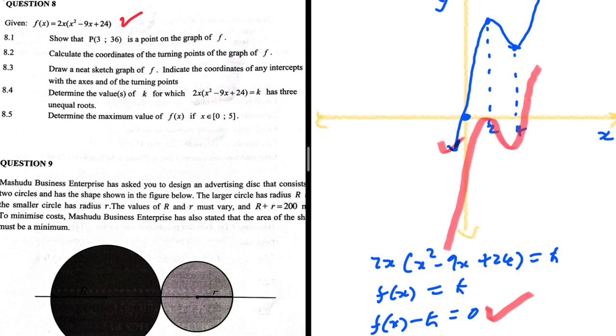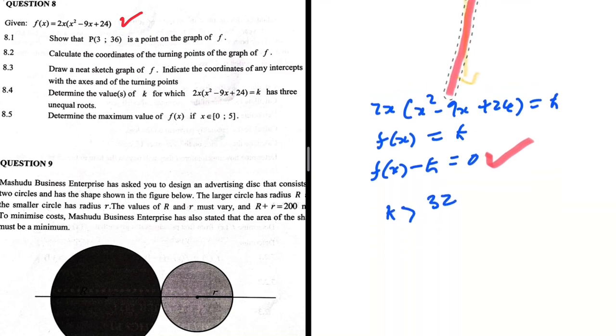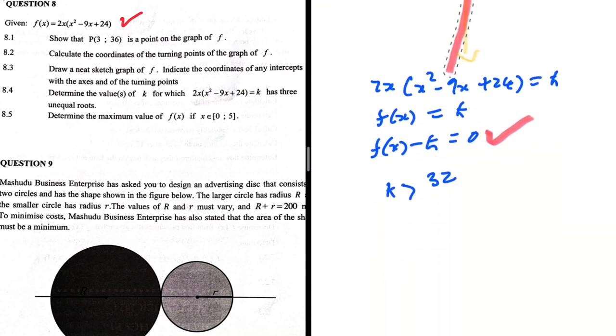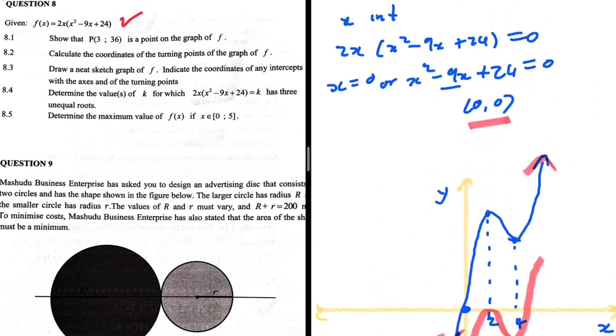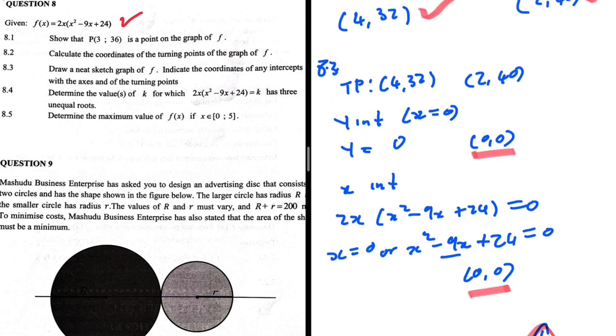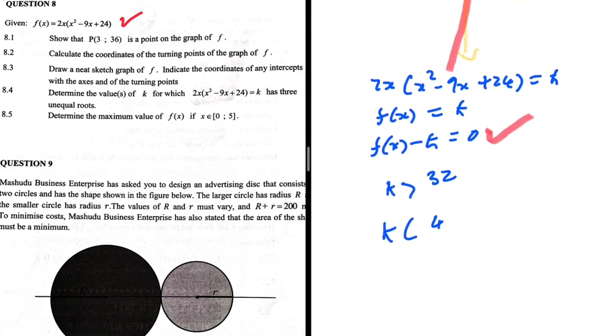We are at a point where if the y value at 2 is touching the x-axis, we have 2 unequal roots. So issues are going to arise. If we have 2 unequal, we need 3. Okay, so we need k to be greater than 32, but we need k to be less than the y at x is equals to 2, which is 40.